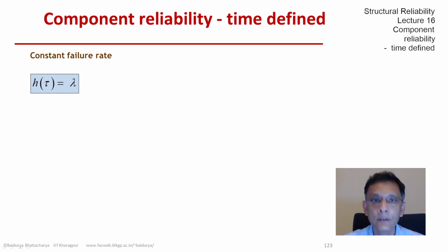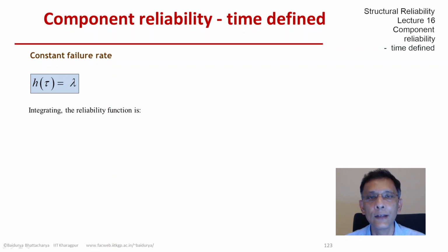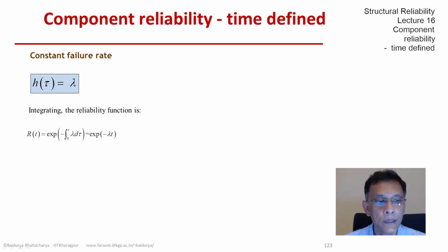It's a very important type of hazard curve, and we are going to find out why in a minute. So h of tau is a constant lambda. So lambda is independent of time. So we can integrate this and exponentiate and obtain the reliability function. So R of t is exponential of minus the integral of lambda d tau from 0 to t, and it's exponential of minus lambda t. So this should be familiar.